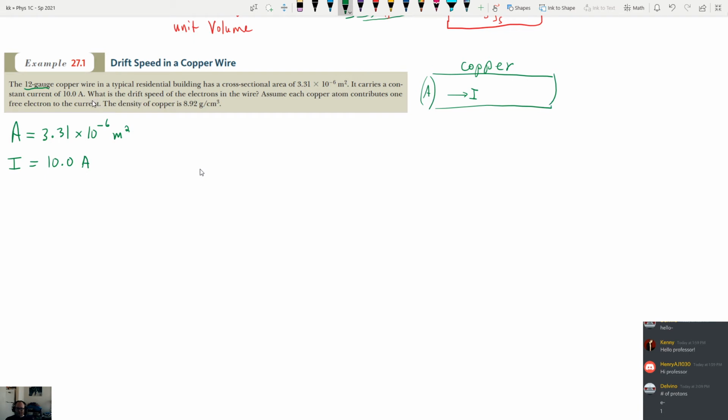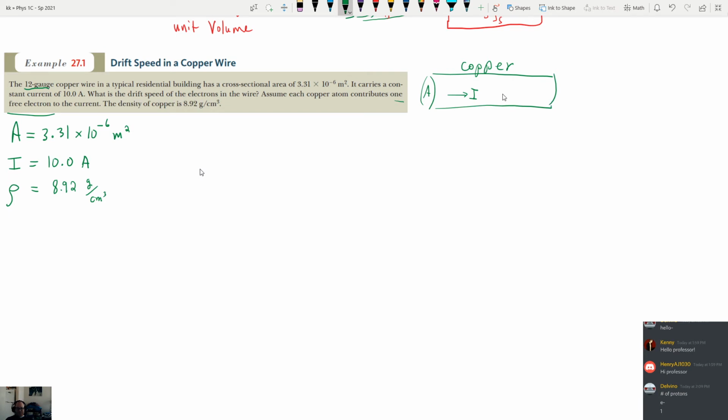We want to find the drift speed of electrons in the wire. We're going to assume that each copper atom contributes one free electron to the current. We're also going to need the density of copper. The density of copper, I'll use the symbol rho, is 8.92 grams per centimeter cubed. I hate grams per centimeter cubed. You have to convert both the grams and the centimeter cubed. We'll just do it, I guess.